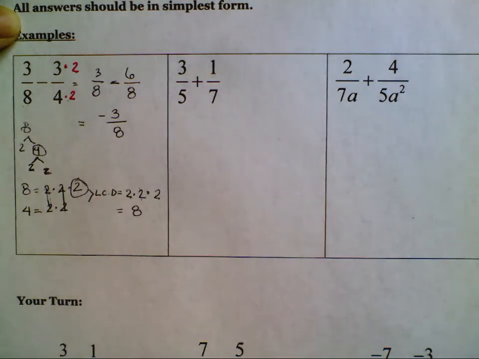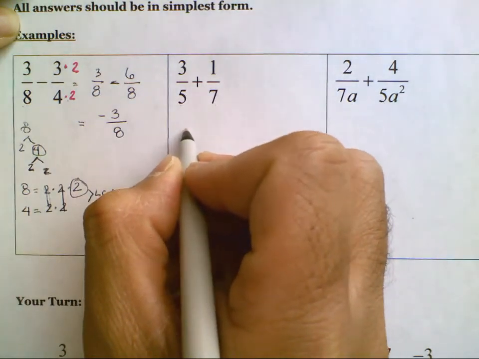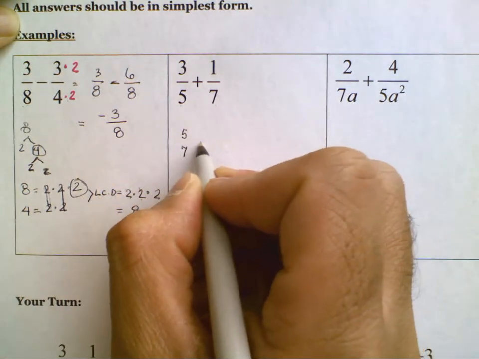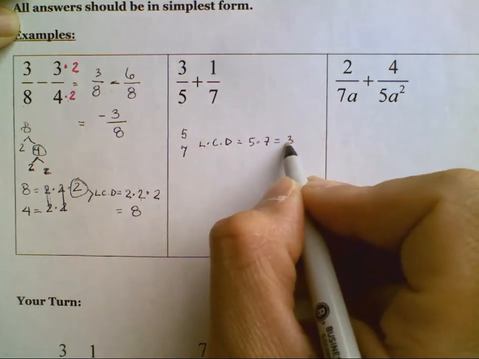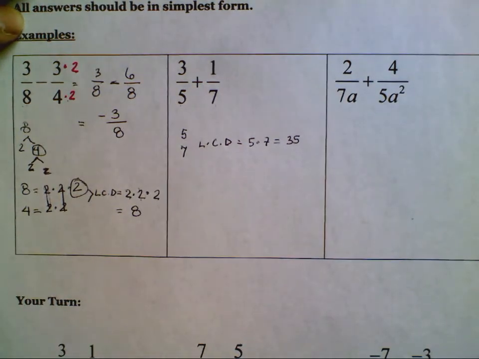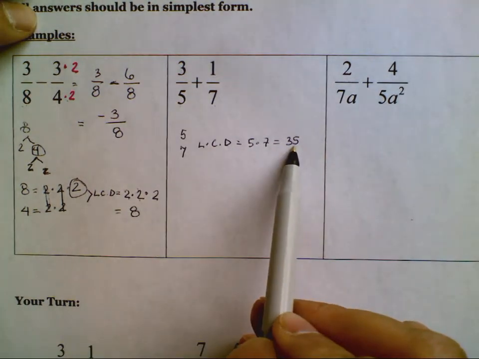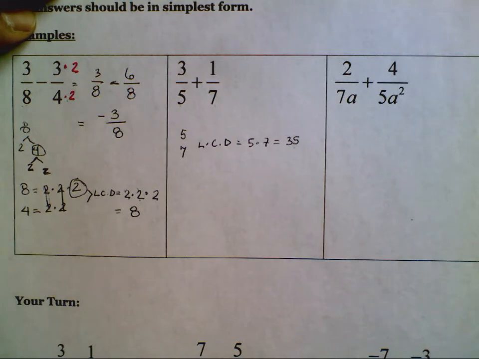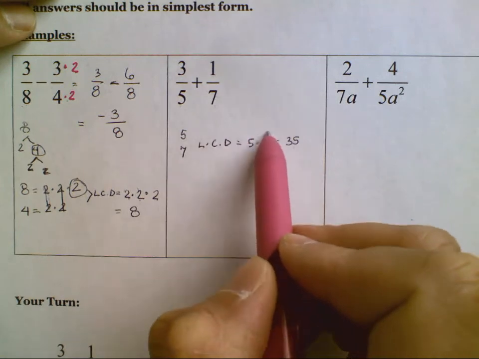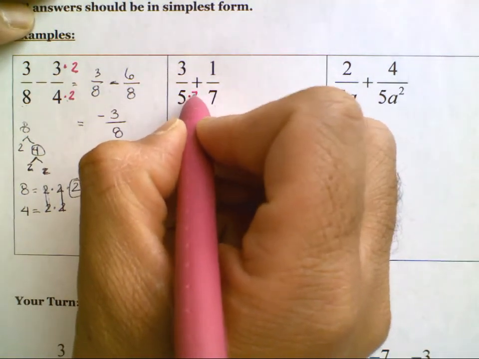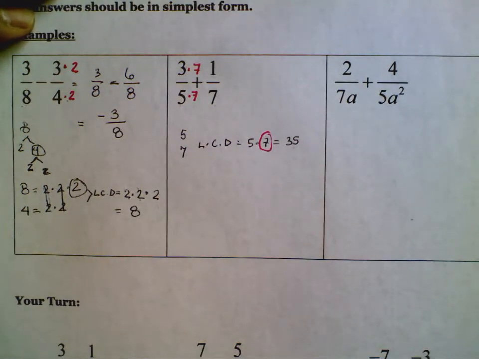Let's do example number 2. As you can see, 5 and 7 are prime numbers. So I have 5 and I have 7. So the least common denominator is equal to 5 times 7, which equals 35. It's going to be my least common denominator. In this case, if you have 35 as the least common denominator, which number are you going to multiply 5 by to become 35? 7. So 5 times 7, and 3 times 7. If you multiply the denominator, you have to multiply the numerator.